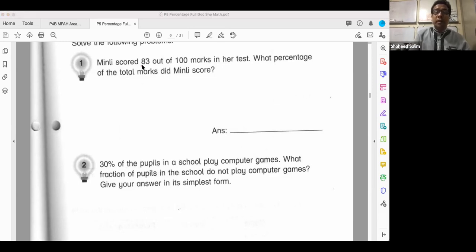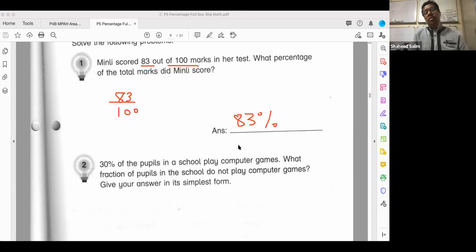Okay, down here, scoring 83 out of 100. Miss Umaira is 83 over 100 like that. How many percent is this? 83. Why 83? Because this is a fraction with the base of 100. So it's 83%. 83% means what? Means you got 83 points and lost 17 points.